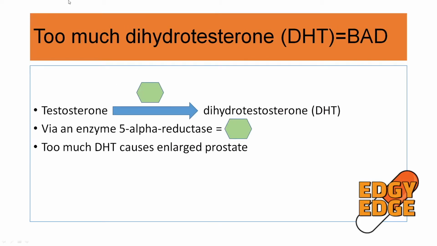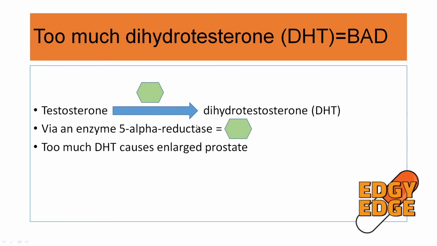So too much dihydrotestosterone, which is abbreviated DHT, is bad. Naturally, certain men over time their prostates enlarge and causes BPH, and one of the main culprits of this enlargement of the prostate is too much DHT. How DHT is typically made is that you have testosterone in your body, and through a chemical reaction it's converted into DHT, and that conversion is done by an enzyme, noted here by this hexagon, that helps catalyze that reaction, and that enzyme is called 5-alpha reductase.